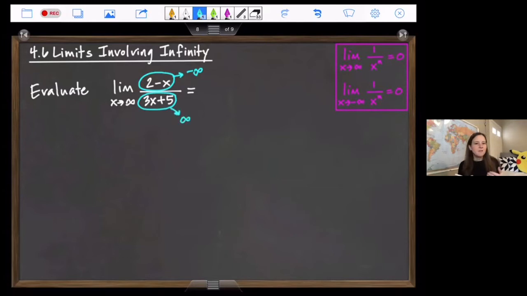So we've got negative infinity divided by positive infinity. Again, I always write these in quotes because these aren't real numbers. Negative infinity divided by infinity. This is another indeterminate form like 0 over 0, so an indeterminate form.